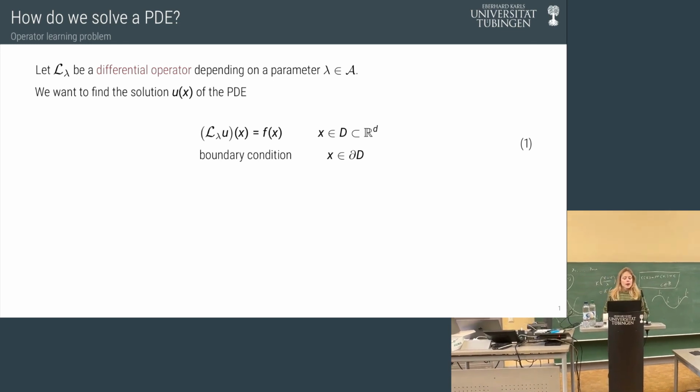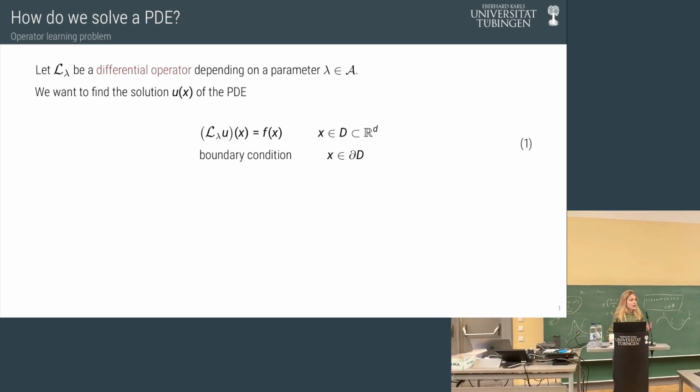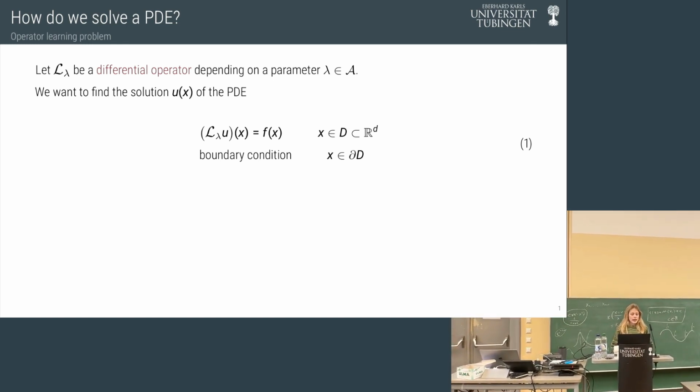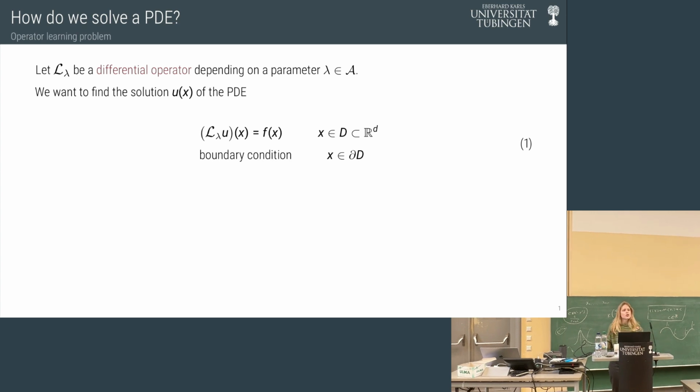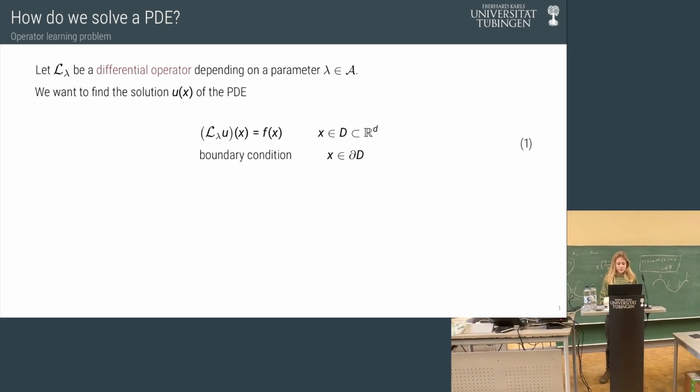When we have a PDE, a partial differential equation, we normally have three objects: a differential operator L that might depend on a parameter lambda, so a parametric PDE; then a right-hand side function f; and a boundary condition. We are assuming that we are in a domain, and lambda, f, and u are in some function spaces. The precise nature of these spaces is not important now.